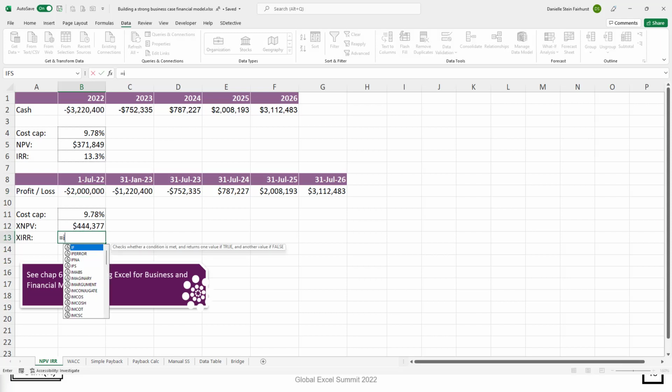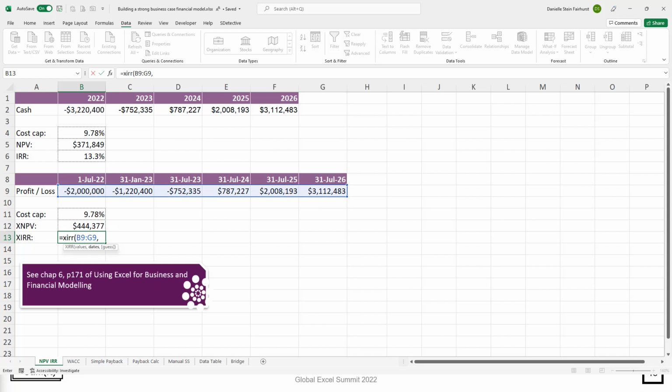And then you could do exactly the same thing here with the XIRR. So the values are here and the corresponding dates are like that. So again, same situation, just a slightly different way of calculating it. So as I mentioned, the three methods are your NPV, your IRR, and your payback period.